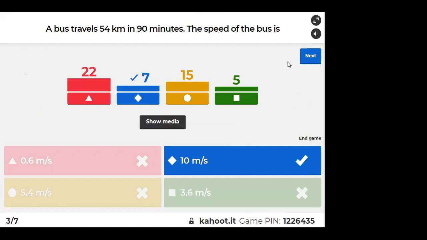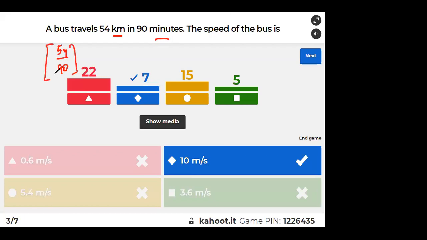Only 7 students. Now, what did you guys do? How many of you just divided this by this? How many of you just divided 54 by 90? Check the unit now. It is kilometer, right? It is kilometer and it is minute. Can you do this? Think about it.